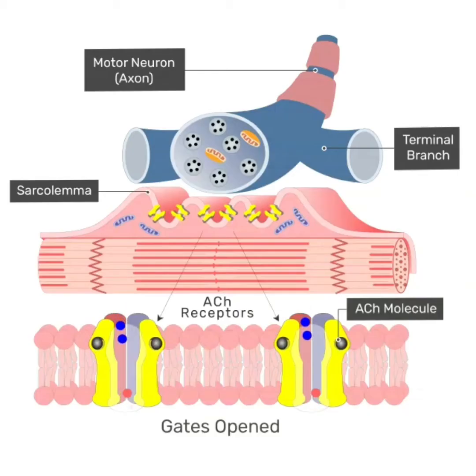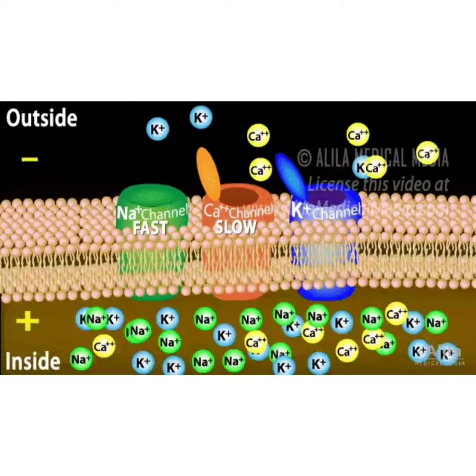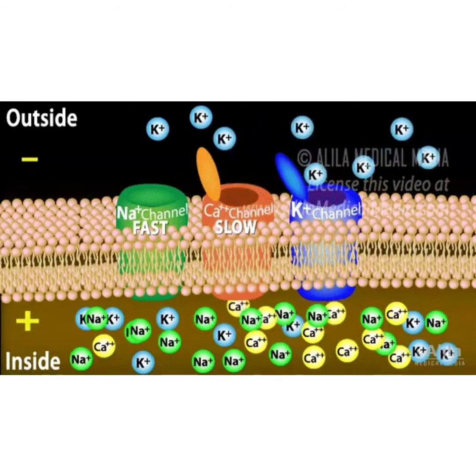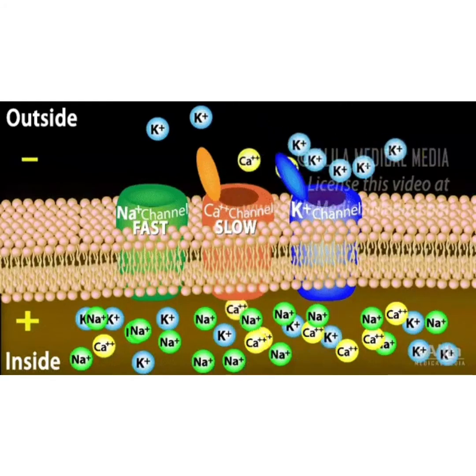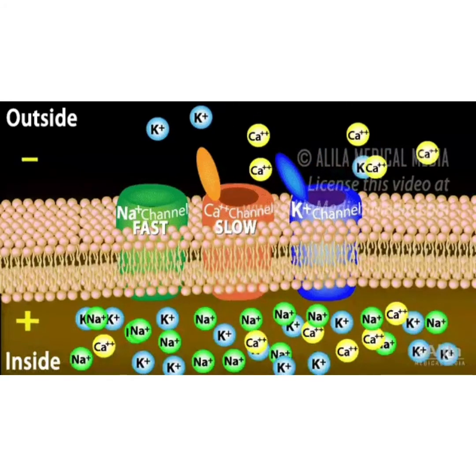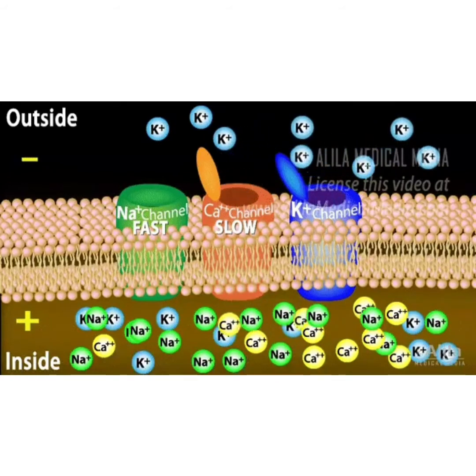An action potential from a motor neuron triggers the release of acetylcholine into the motor end plate. Acetylcholine initiates depolarization within the sarcolemma, causing the sarcoplasmic reticulum to release stores of calcium ions. Calcium ions play a pivotal role in initiating muscular contractions.